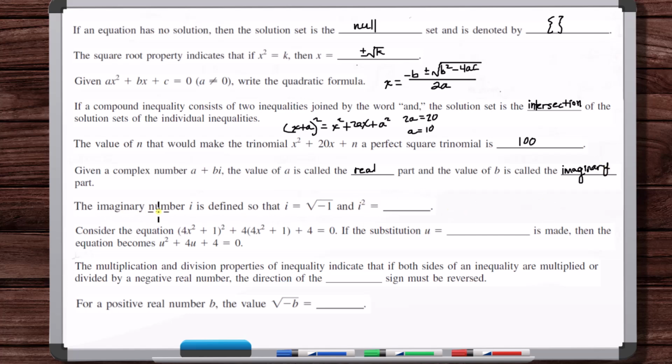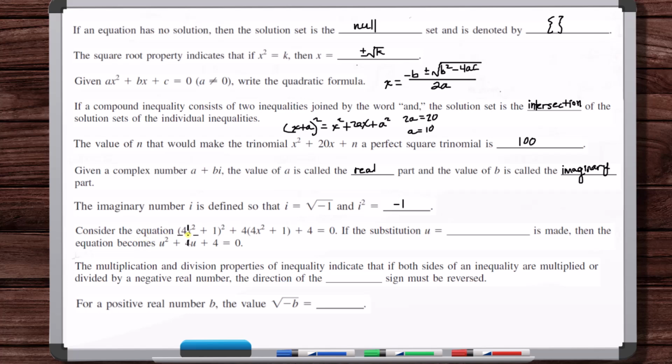The imaginary number i is defined so that i is equal to the square root of -1, and i squared is equal to -1. Right? That's the whole point, because before imaginary numbers, there was no number that when you square it is equal to a negative number.